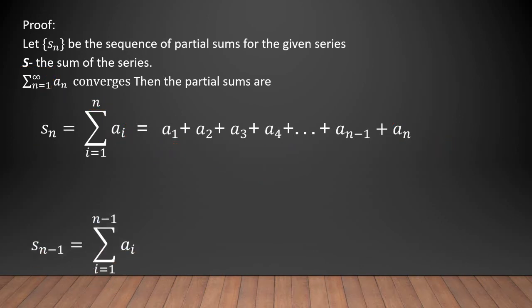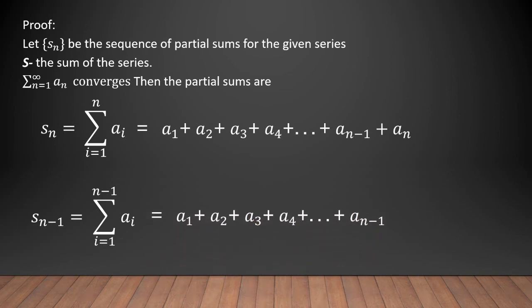Now, there's another series here, but this time the sequence terms included in the summation go up until n minus 1, meaning one less sequence term. In here, the summation goes up until an, but in here, up until n minus 1. So an is not included here.